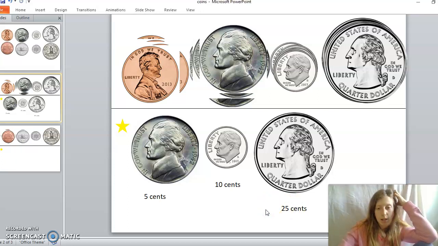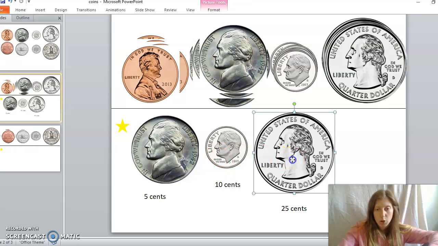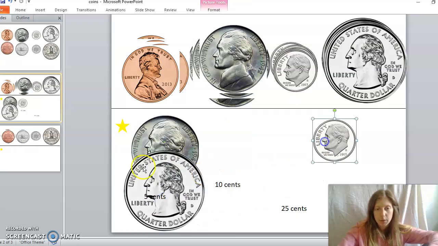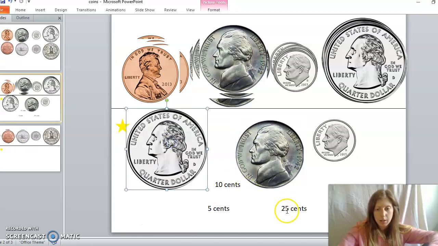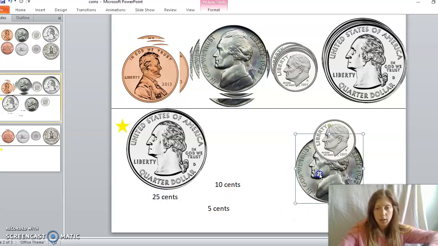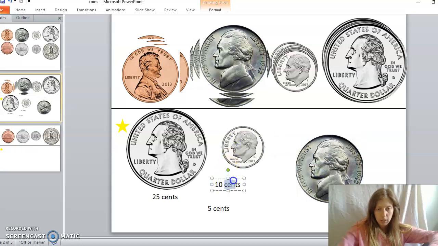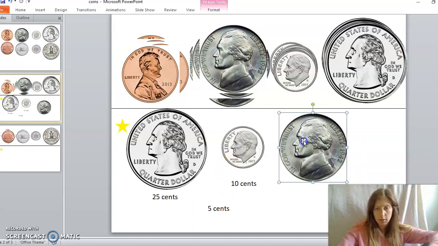So what you're going to realize is right now we're starting with 5, then we go to 10, then we go to 25. What I really want you ladies to notice is that it's going to be a lot easier for you to add or count if you start with your biggest amount. So when we're organizing these, it's going to be a lot easier for you to start with your biggest number. So I did that on purpose. I wanted to make it so we had to reorganize them.